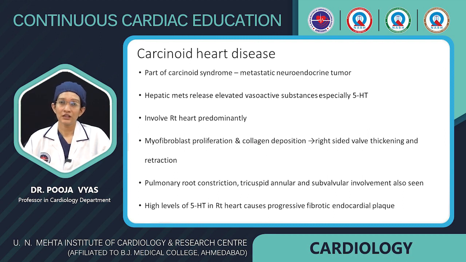So there will be thickening of the right-sided heart wall, thickening of the tricuspid leaflets, and retraction of the tricuspid leaflets, which ultimately will lead to tricuspid regurgitation. It even leads to pulmonary valve constriction. Then tricuspid annular and subvalvular involvement will be there, and high levels of 5-HT in the right side of the heart cause progressive fibrotic endocardial plaque.